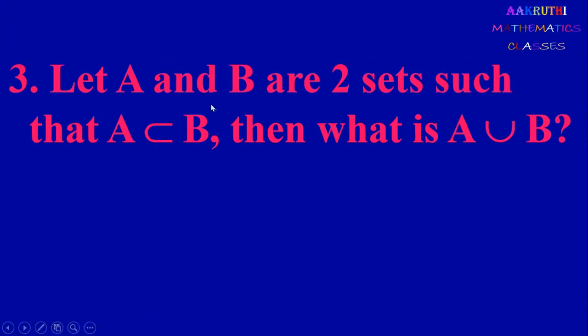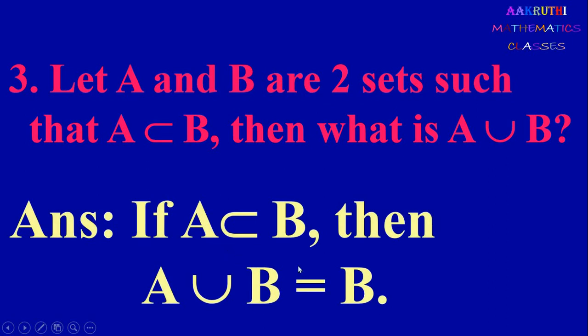So next, let A and B be two sets such that A is a subset of B. Then what is A union B? Here sets are not given, just it is given A is a subset of B. Then what is A union B? When we take union, always you will get the bigger set. So that is B only. So since A is a subset of B, A union B is B only.